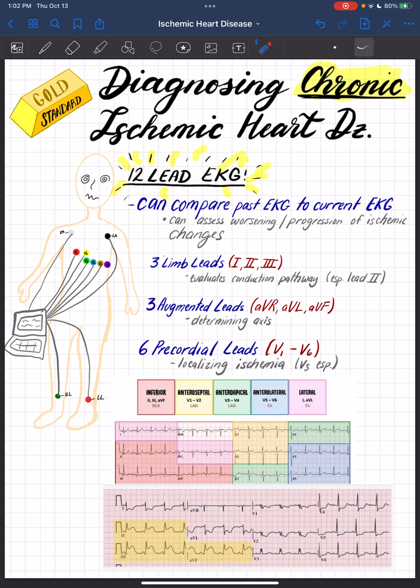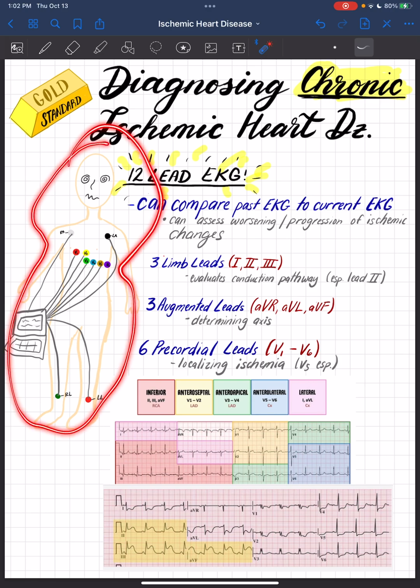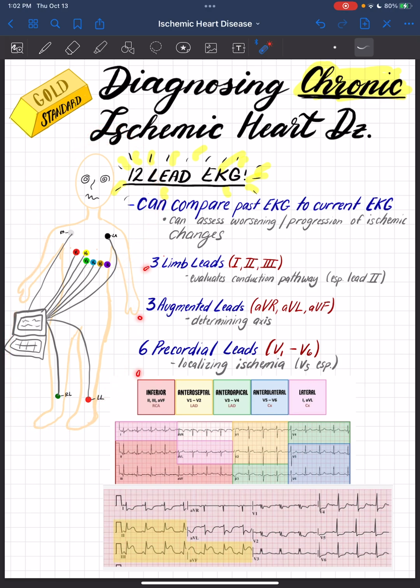So a 12-lead EKG, we have a person getting one right here. There are going to be 3 types of leads: the limb leads, augmented leads, and precordial. Limb leads are going to evaluate conduction pathways. Augmented leads are going to look at the axis, and our precordial is going to localize ischemia. This is what we're more looking at here.